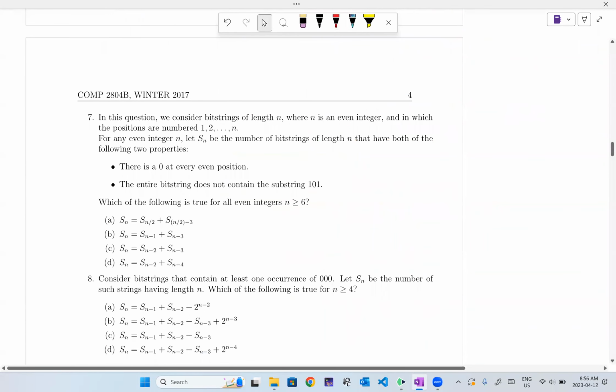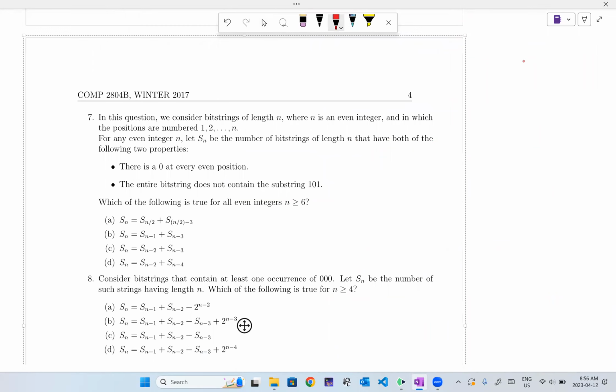Okay, so bit strings of length n, where n is an even integer, and the positions are numbered 1 through n. We want the number of bit strings of length n that have the following two properties: there is a 0 at every even position, and the entire bit string does not contain 1, 0, 1. We're now doing recursion, so I'm going to start building bit strings and see what I come up with.